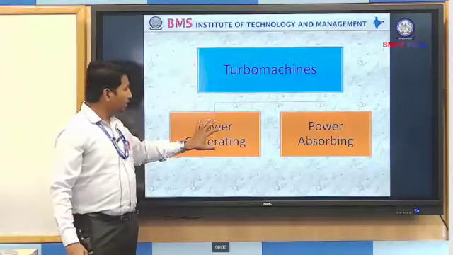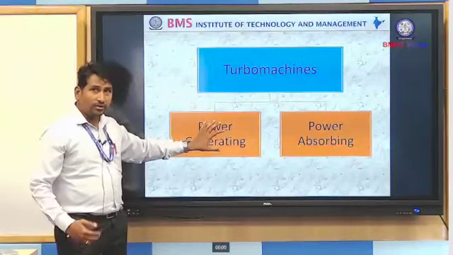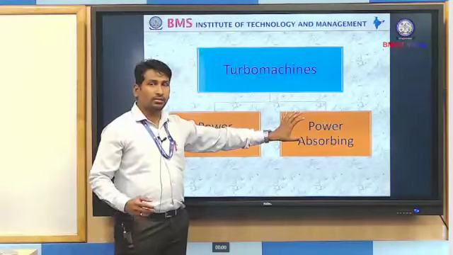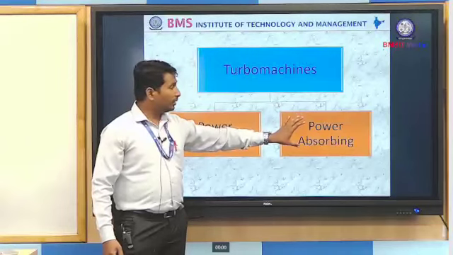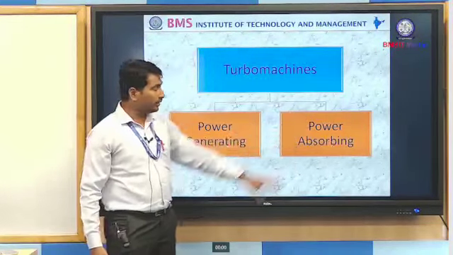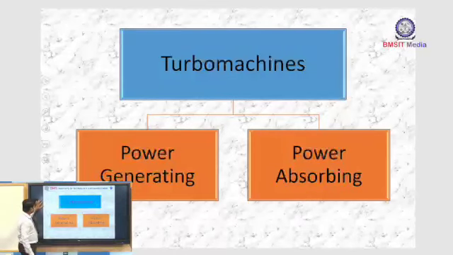In the power generating machine, energy of the fluid is taken to generate the power. In the power absorbing machines, electricity is taken to enhance the fluid power. For example, centrifugal pump, blower, fan, compressor, etc. We will see in the next slide in detail about those things.